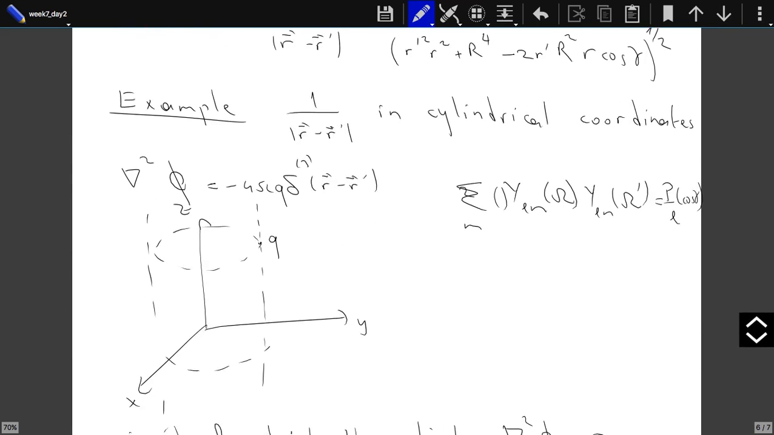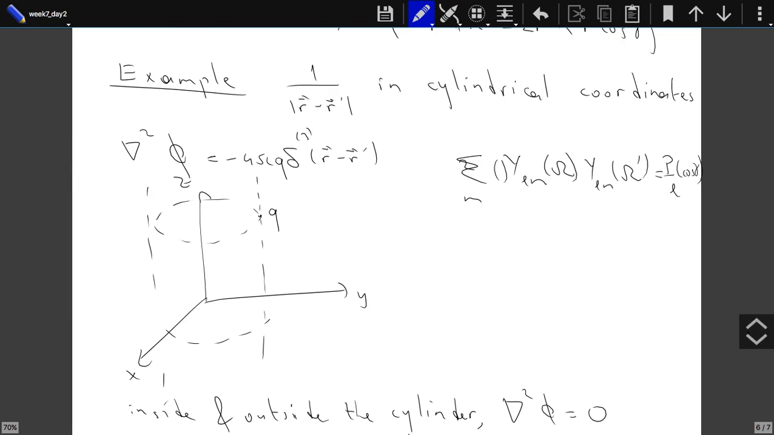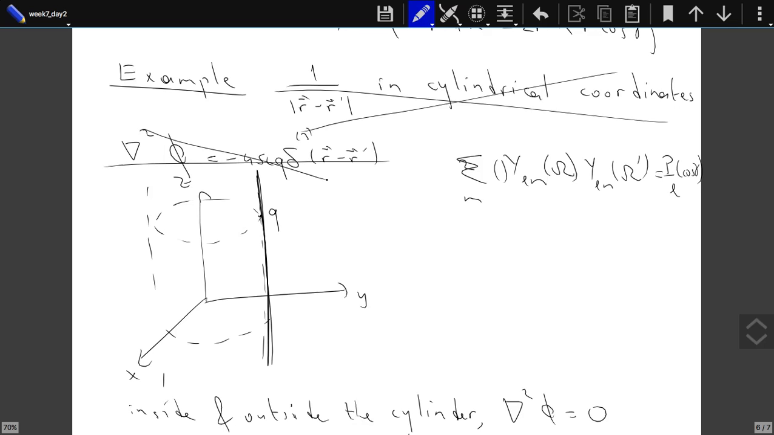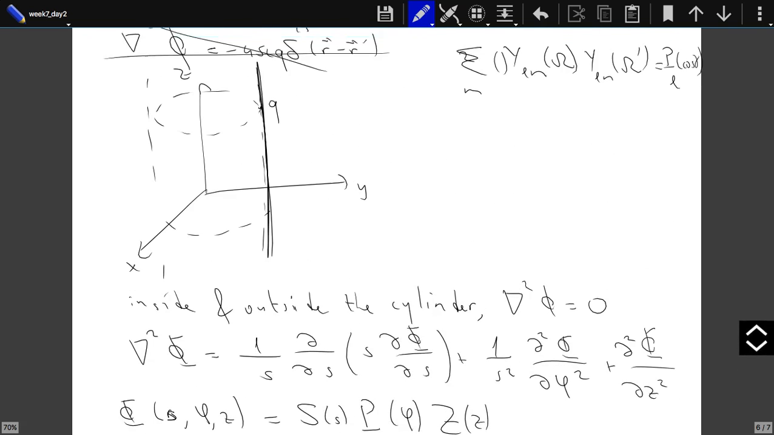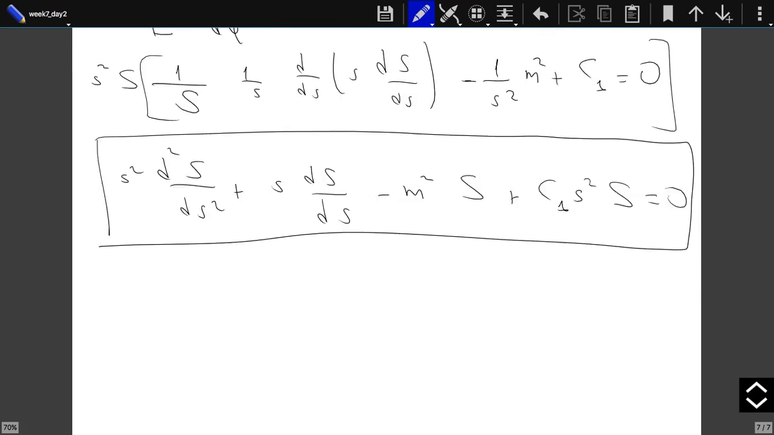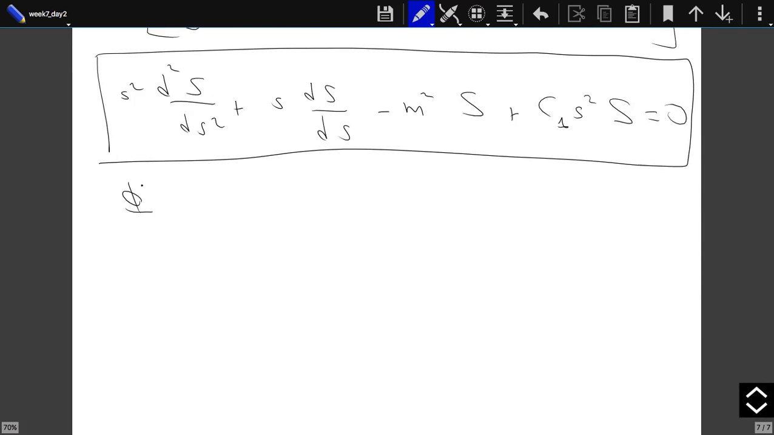I would like to change my problem, not to this point charge, but this infinite wire. So it's no longer 1 over |r minus r prime| in cylindrical coordinates. It's not this equation, but we have this line charge density. I just modified my problem a bit. Although this general derivation is still valid, my phi is independent of z. It should be independent of the z coordinate.